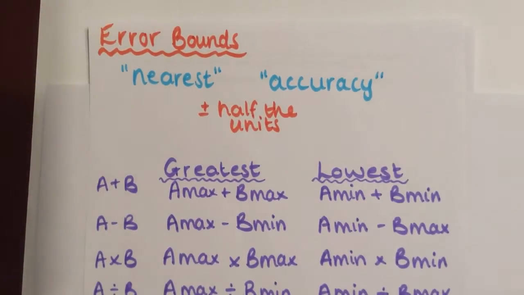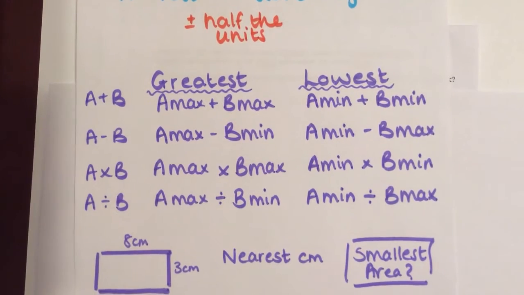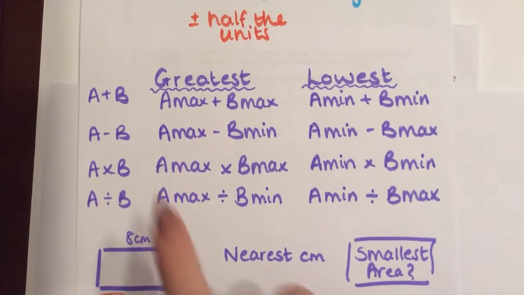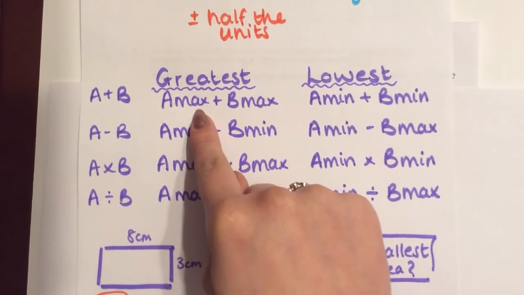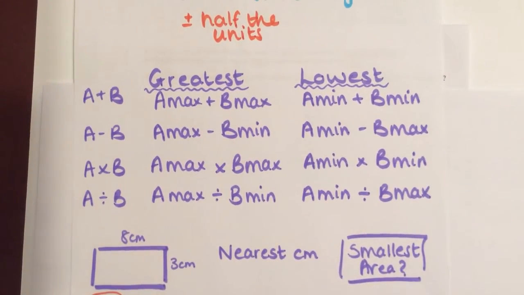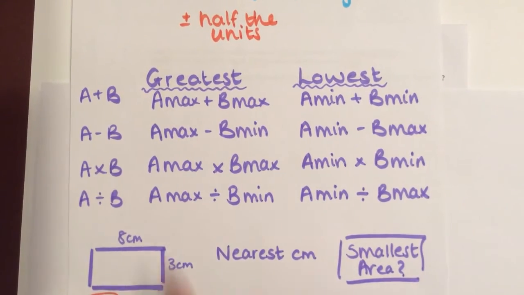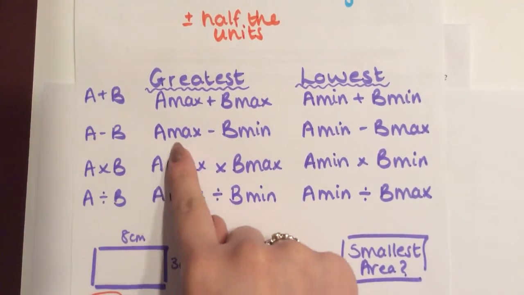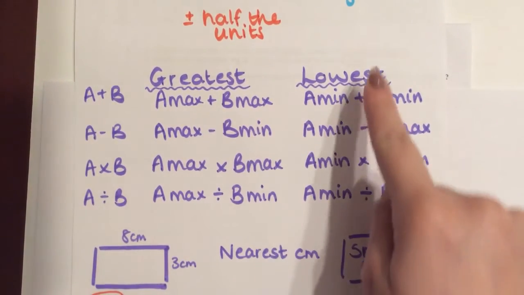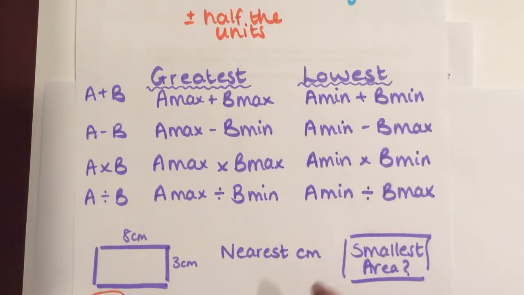We need to look at calculations as well. So if you take a moment to copy this down, we've got A plus B, greatest, we have maximum of A plus the maximum of B. To find the smallest possible, we take the two smallest and add those together. When taking away, we look at A maximum, take away B minimum. For the lowest, we have A minimum, take away B maximum.